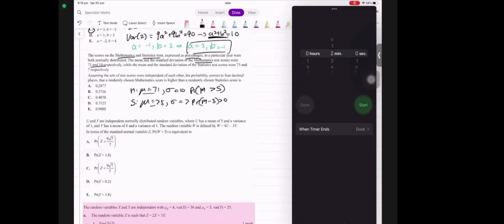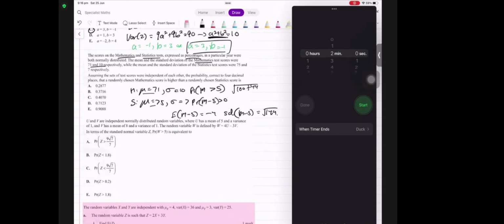So let's say the expected value of M minus S will be -4. The standard deviation of M minus S would be the square root of 100 plus 49, remember, because you're squaring the -1. So this will be the square root of 149. Put this into the CAS so we can get more than 0. The mean would be -4, standard deviation square root of 149.